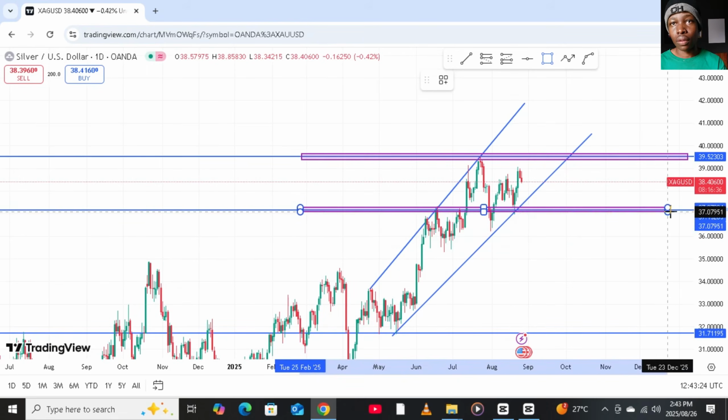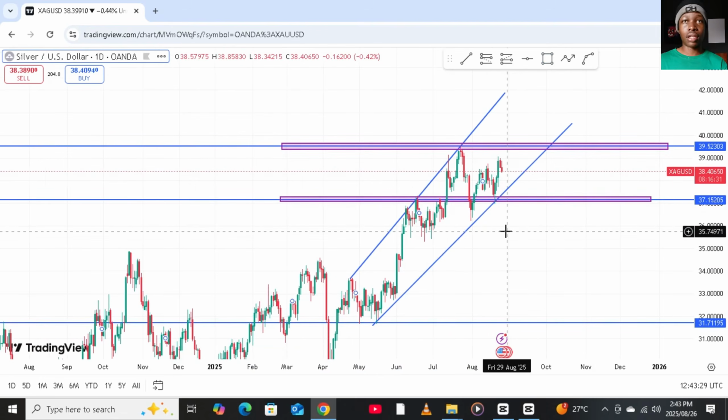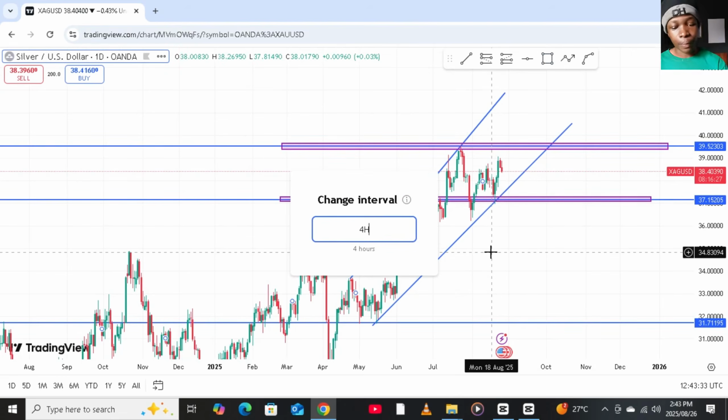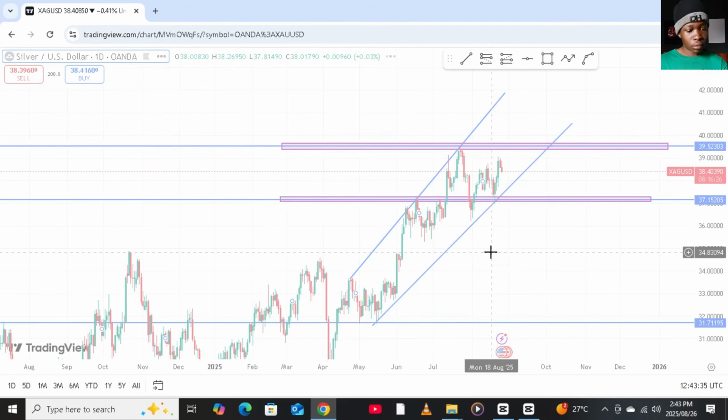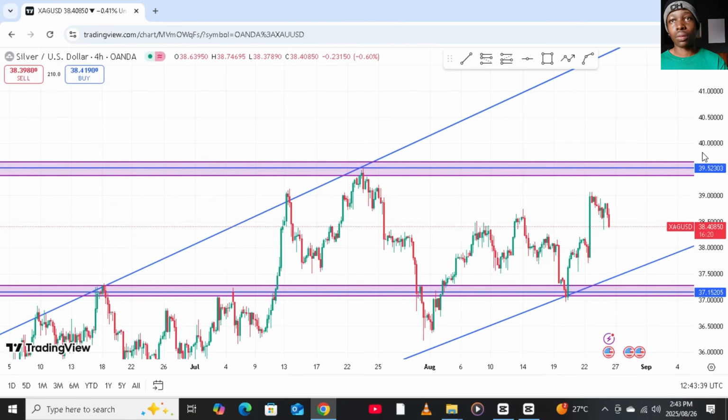Clean. Now our daily time frame looks like this. We are happy. Let's go down to our 4-hour time frame. Easy peasy, lemon squeezy.